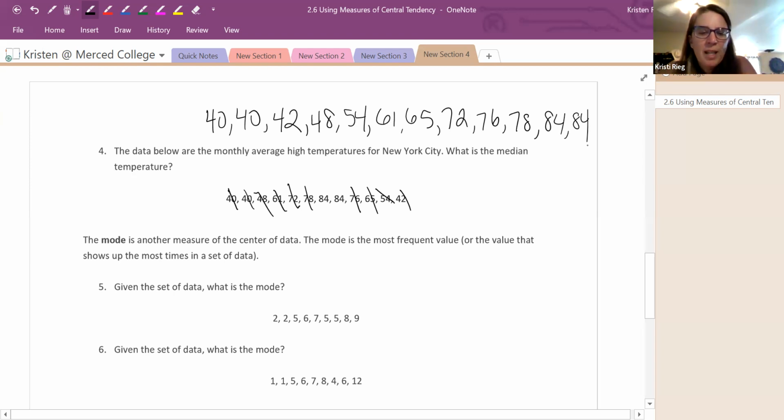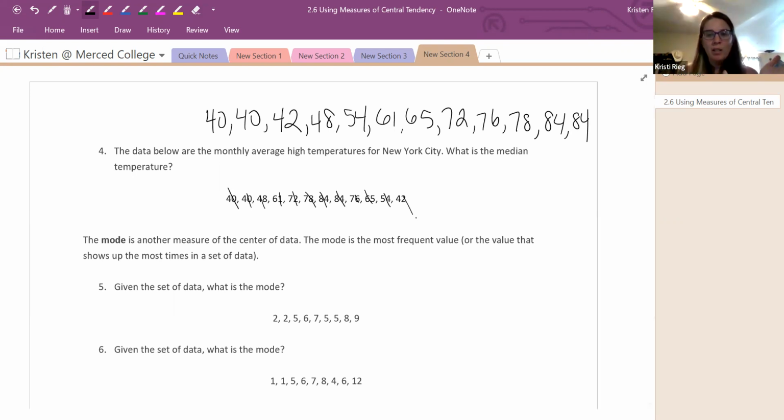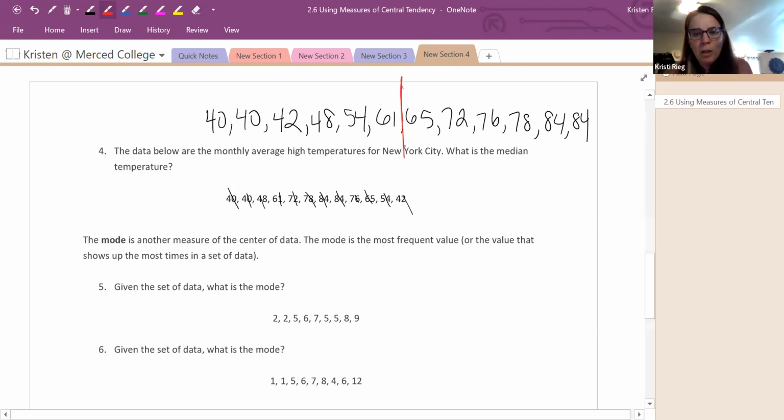Okay, so it doesn't tell me how many, so I need to count them. All right, so 1, 2, 3, 4, 5, 6, 7, 8, 9, 10, 11, 12 numbers. So halfway in between 12 would mean 6 numbers on this side and 6 numbers on that side. So I'm just going to count 1, 2, 3, 4, 5, 6. Draw the line right here. That means I have 6 numbers on this side and 6 numbers on that side.